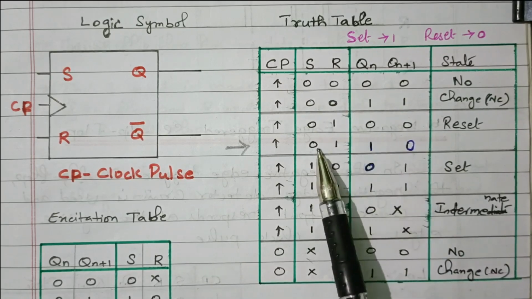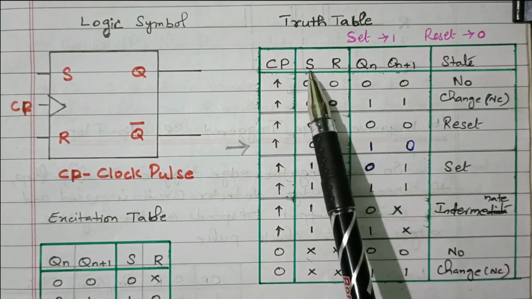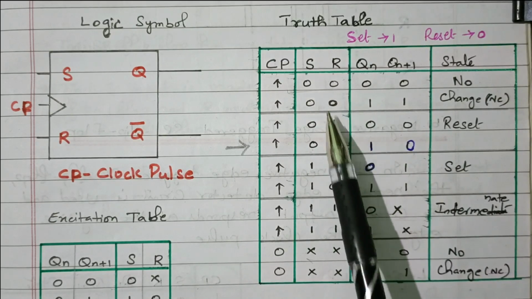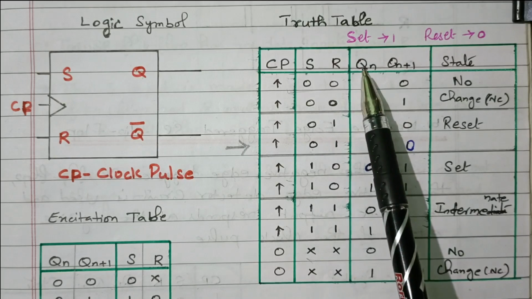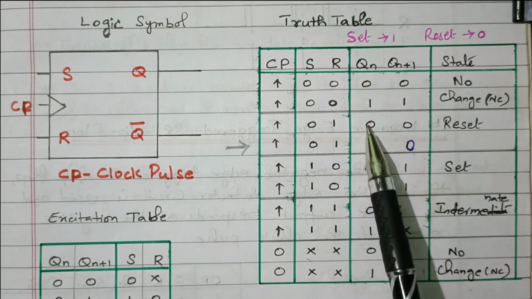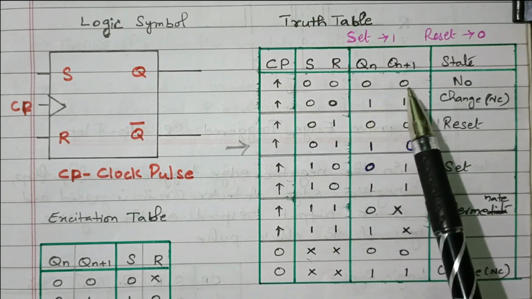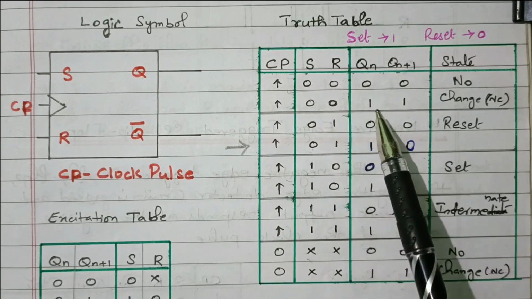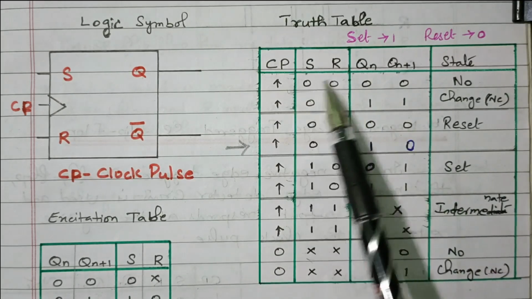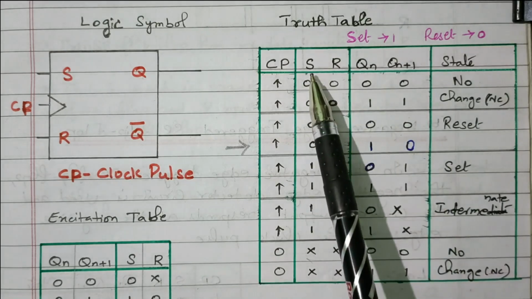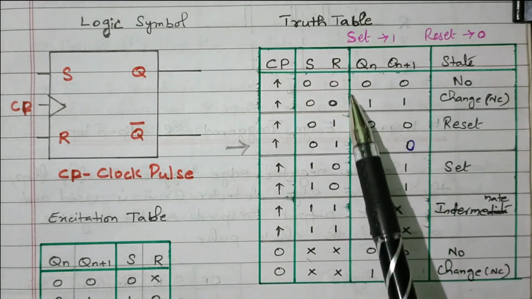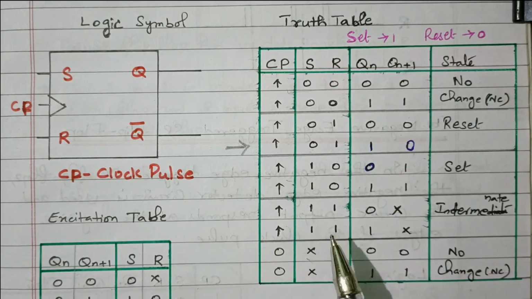0 1 0 or 0 1 1. So S and R are 2 variables with 4 combinations, and Q is 1 variable with 2 combinations, 0 and 1. For 0 0, if the present state is 0, what will happen? If the present state is 1, what will happen? So there are now 8 combinations: S, R, and Q combined give 8 combinations. Now we'll see that.